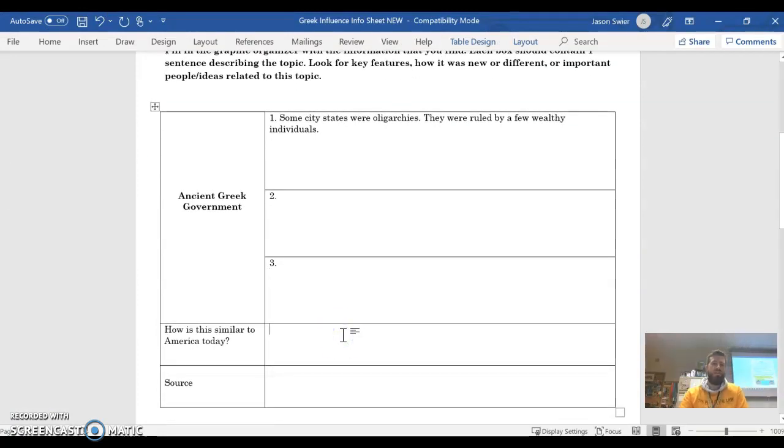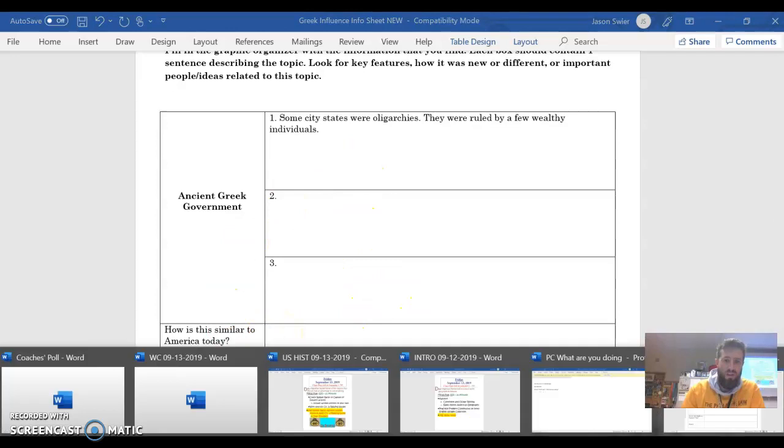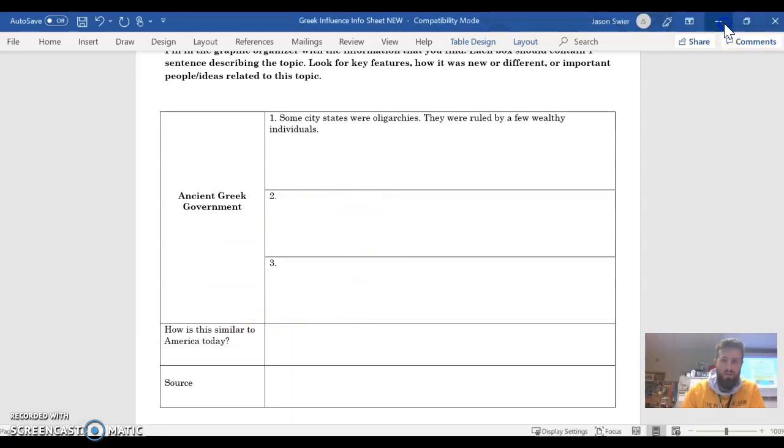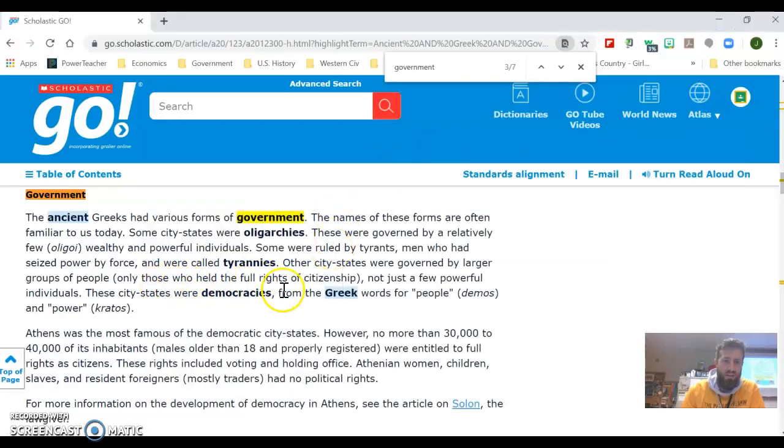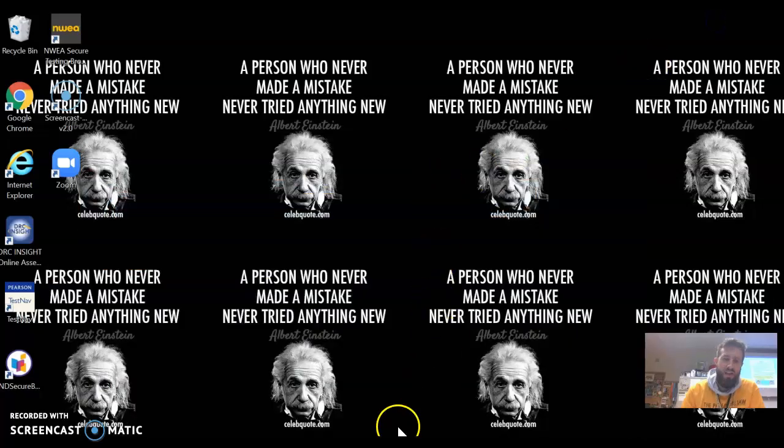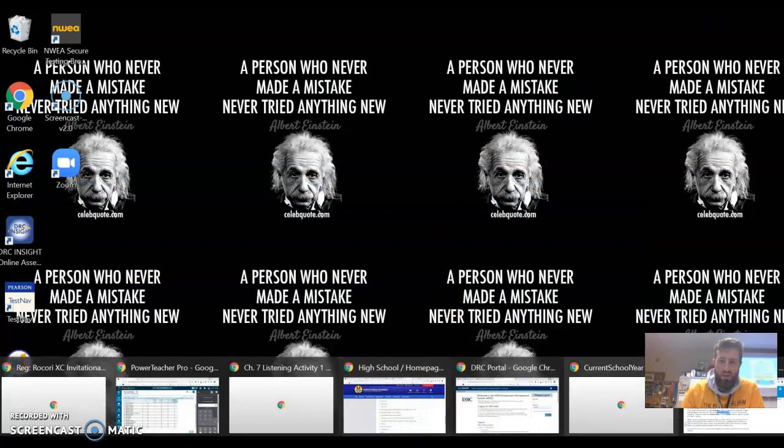And then here's the key one. How is it similar to America today? So I've got to find, it might not be in this article, and this isn't something you search for. You need to think about America today, right? So what's the same? Well, I know, especially in democracy, giving people power, giving them the ability to vote, right? Citizens having full rights, things like that. That sounds a lot like America today.